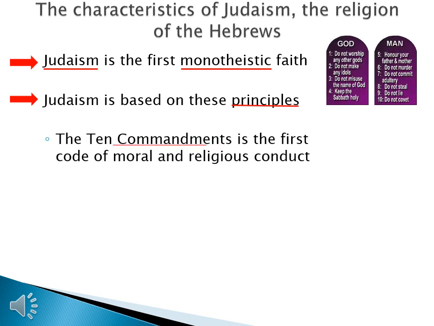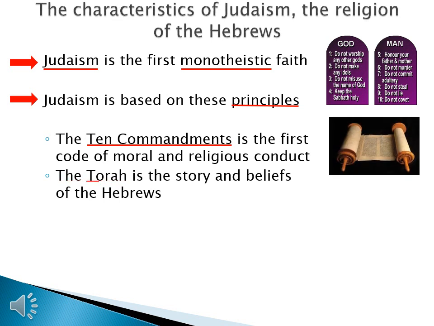The Ten Commandments is the first code of moral and religious conduct. A Jew knows how to live according to the Word of God because somebody wrote down the rules. The Torah is the story and belief of the Hebrews. The story begins at creation, and it ends as Moses brings the Hebrews out of Egypt and from slavery. More on that in a minute.